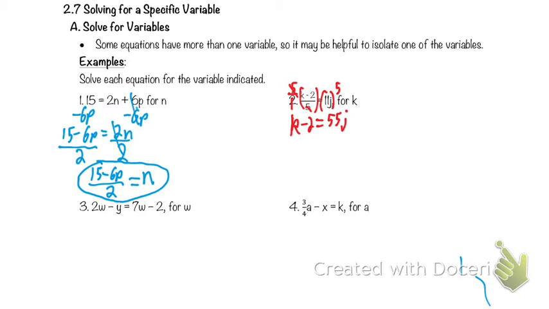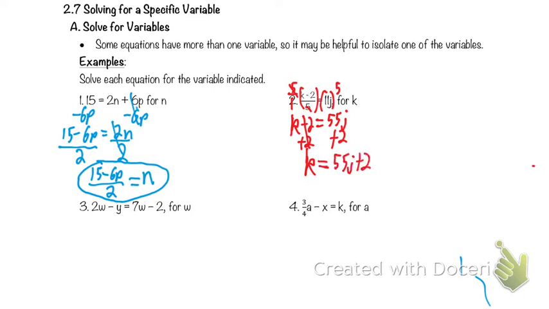All right, k minus 2 equals 55j. Is k by itself yet? No. So what do we have to do? Add 2. Now I'm going to add 2 to both sides. And negative 2 plus 2 is going to be 0. So we're left with k, which is what we want. Do we know what 55j plus 2 is? No, but we can write it. So we write 55j plus 2.